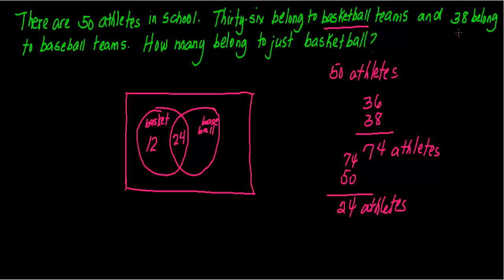If you know there are 38 in baseball, and I already have 24 in this bubble, then how many more would I have to have in this bubble to get to 38? 14. Notice in total, if I add 12 and 24 and 14, you get 50 students. But if you just add baseball, you would have 24 plus 14, which is the 38 that we mentioned in the beginning. If you add just basketball, you have 12 and 24, which is the 36 that we mentioned in the beginning.